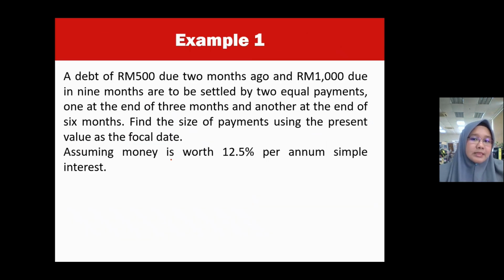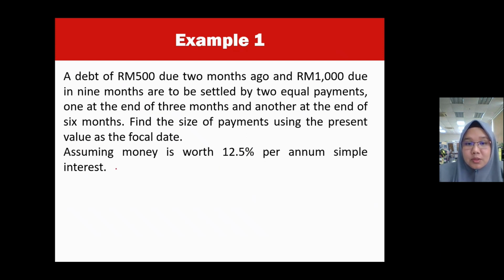Now, example 1. A debt of 500 due 2 months ago and 1,000 due in 9 months are to be settled by 2 equal payments, one at the end of 3 months and another at the end of 6 months. Find the size of payment using the present value as the focal date. Assume money is worth 12.5% per annum, simple interest.